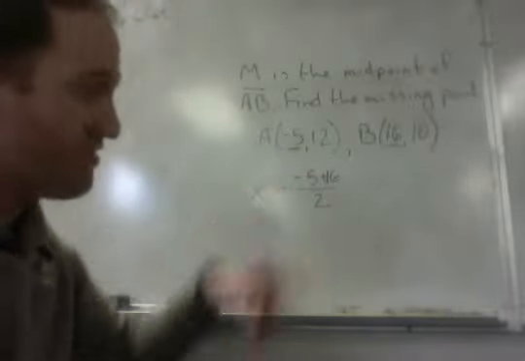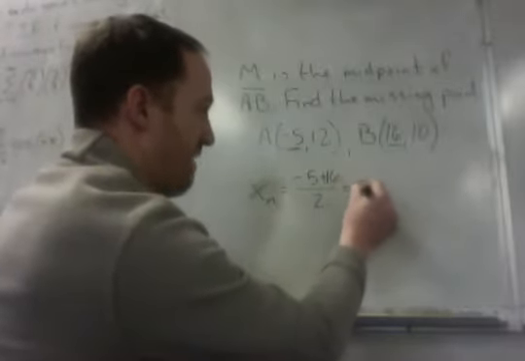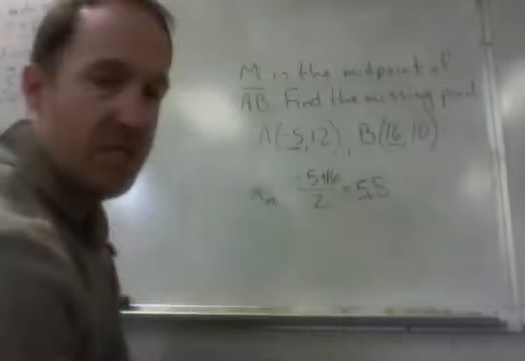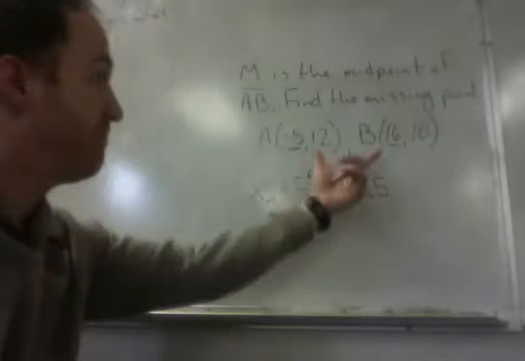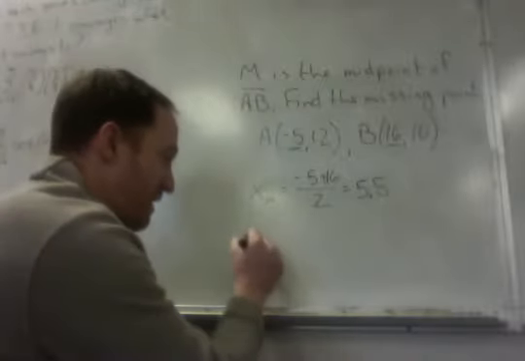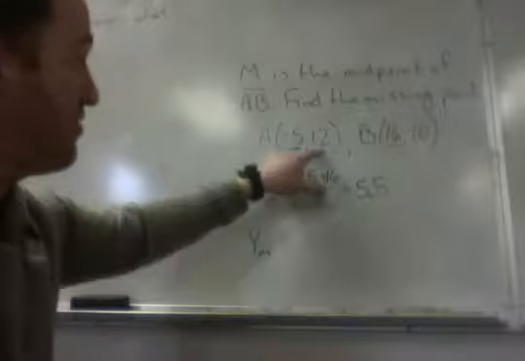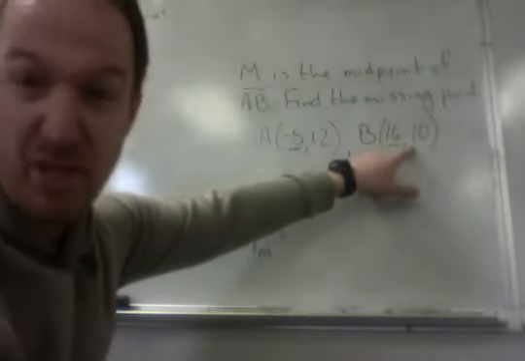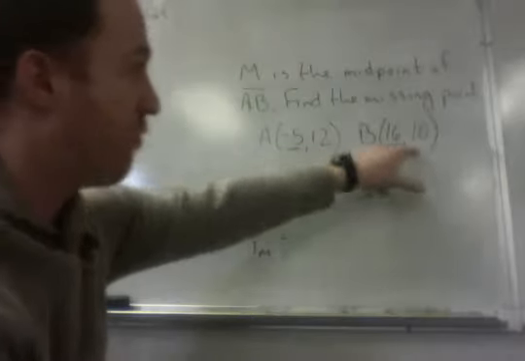So -5 plus 16 is 11. Divide by 2, and we get 5.5. And so that is the x-coordinate of the midpoint of this segment. And then we do the exact same thing to get the y-coordinate of the midpoint. The y's are 12 and 10. On this one, it might be a little easier to see, but we can do the same thing. 12 and 10 are the y-coordinates.